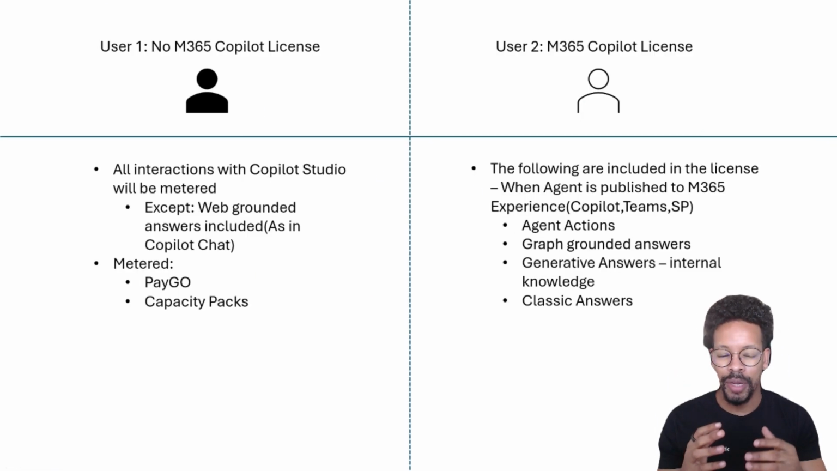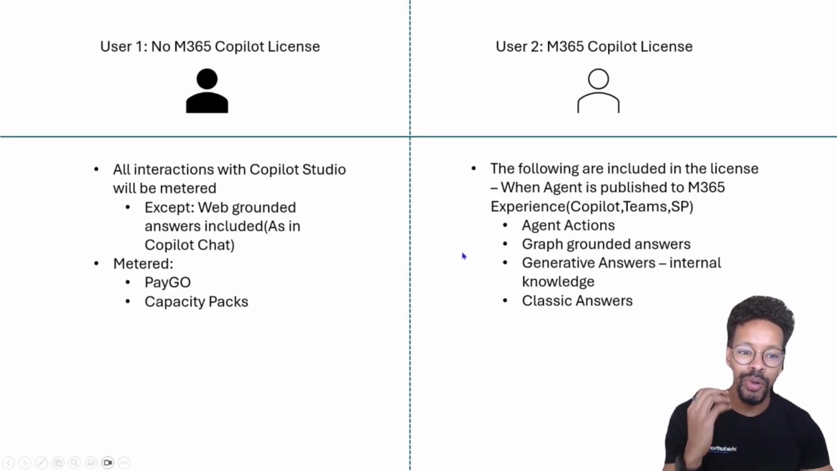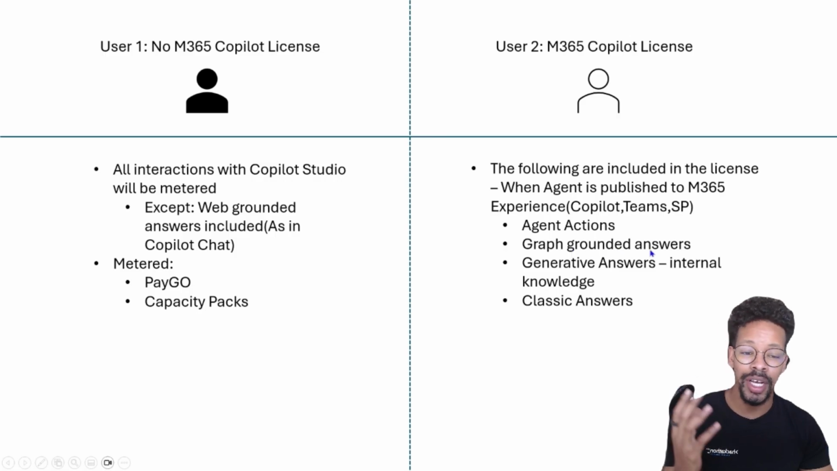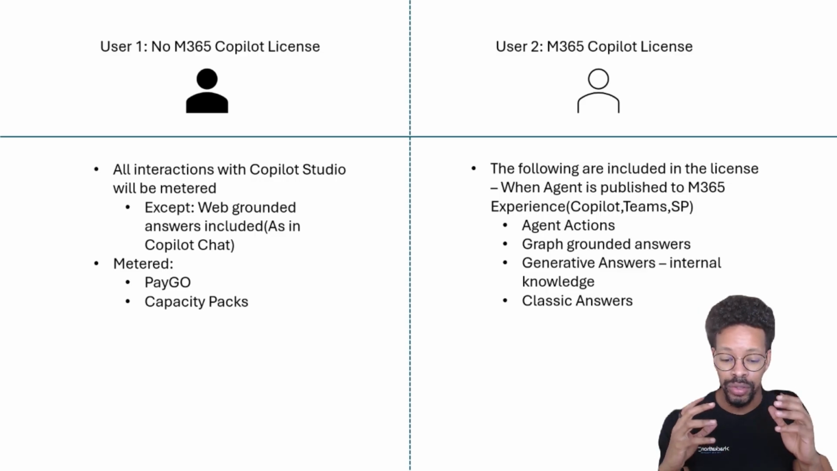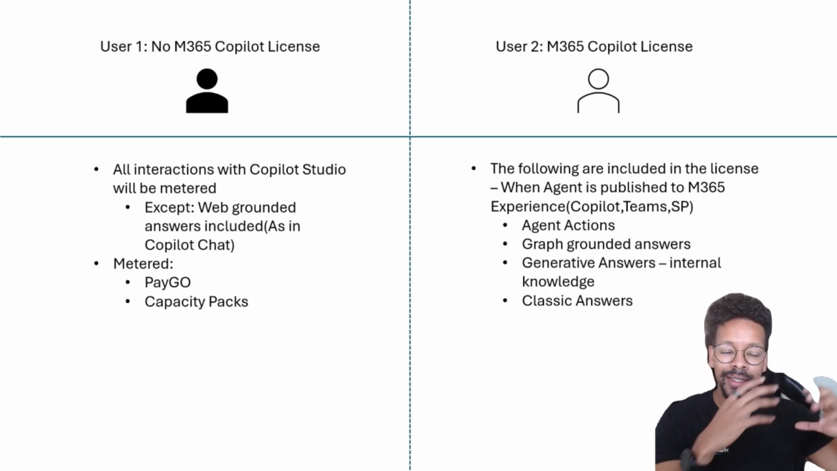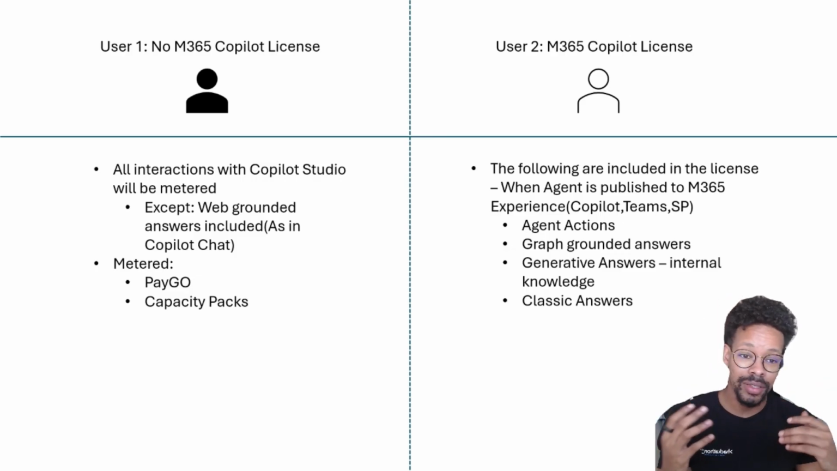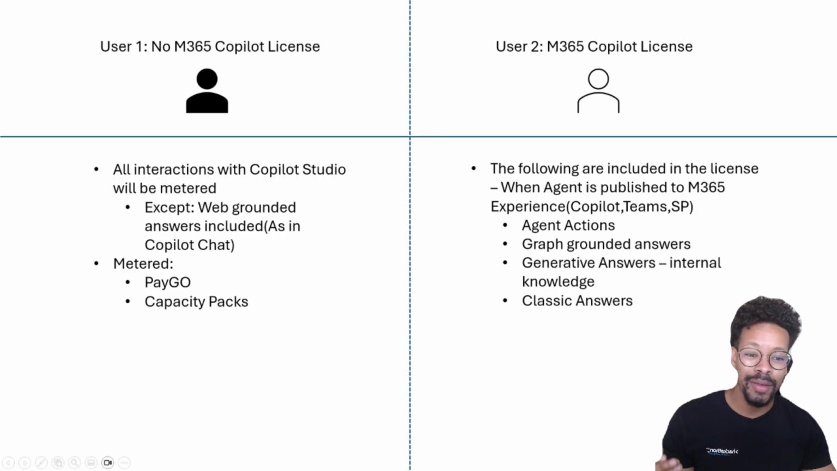What I usually recommend for the users who have the M365 Copilot license is to build as much as you can through the graph grounded answers. Use SharePoint. Use enhanced search, which will give you answers from your semantically indexed graph content, and this gives you very good answers. Also, use agent actions and generative, what do I say, classic answers. If you stay within this, you can create a lot of good agents.